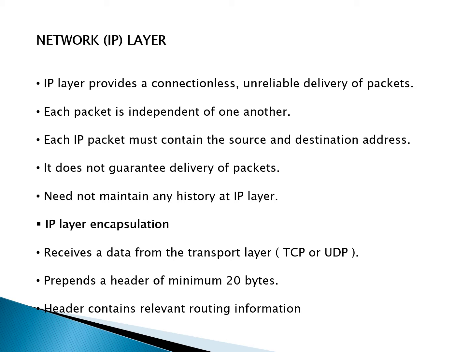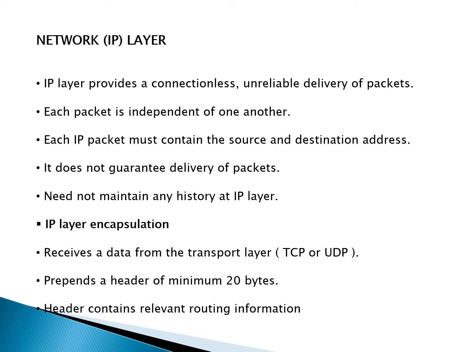Routing of datagrams from one node to another node: each intermediate node consists of a routing table. On the basis of this routing table, it forwards the packet to the suitable outgoing link. Each datagram packet is independent of one another. There is no relationship between successive packets. So, it is not required to maintain any history at the IP layer. It simply sends the packet on the basis of the routing table.